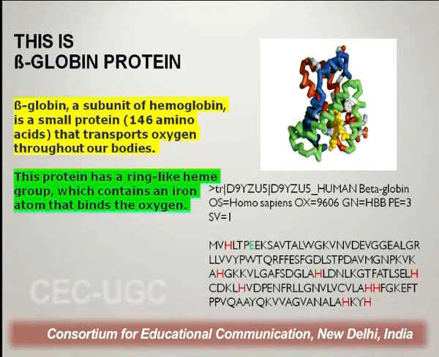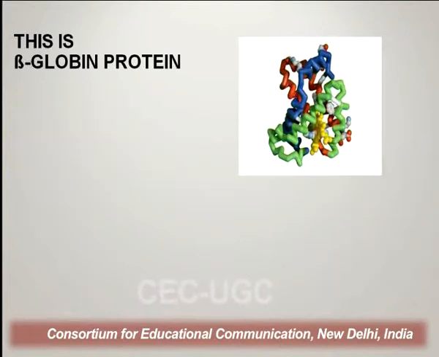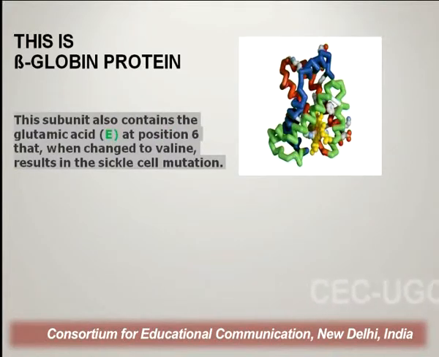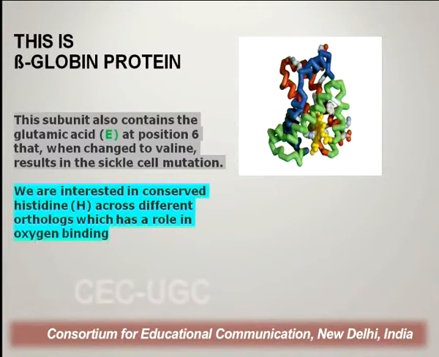It has a typical amino acid sequence, and in this sequence I have highlighted the H amino acids, histidine, in red. They are quite important because they refer to conserved sequences, and we are interested in this conserved histidine across different orthologs, which has a role in oxygen binding. We will take different sequences from different species of the protein beta globin, and we will try to track this conserved histidine in the globin protein.